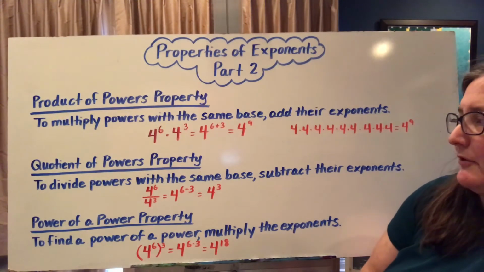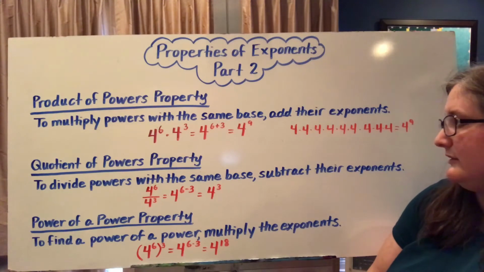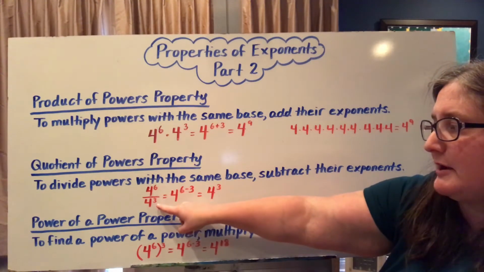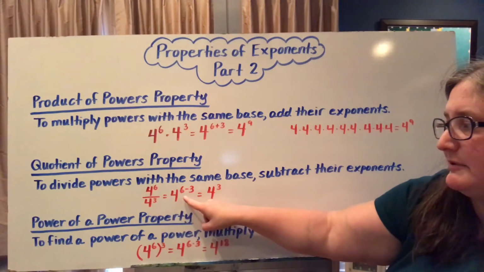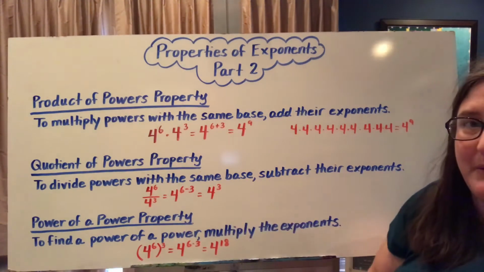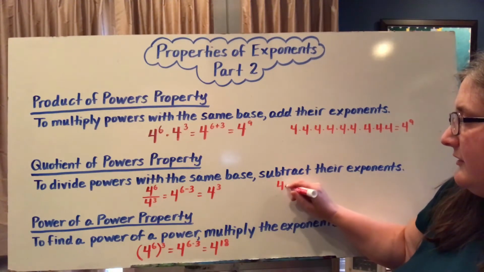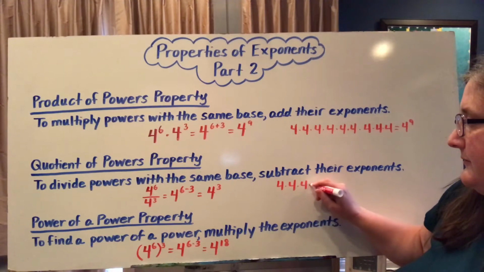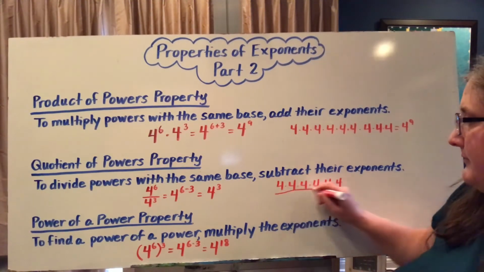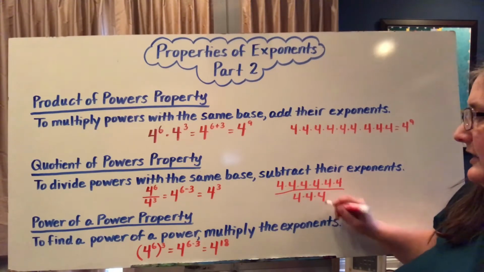The quotient of powers property says if we're dividing powers with the same base, a shortcut is to subtract their exponents. So 4 to the 6th power divided by 4 to the 3rd power, I would subtract their exponents, 6 minus 3, and get 4 to the 3rd power. I can see why this works because if I expand 4 to the 6th power again, and I expand 4 to the 3rd power, and I'm dividing them, a few things are going to cancel out here.